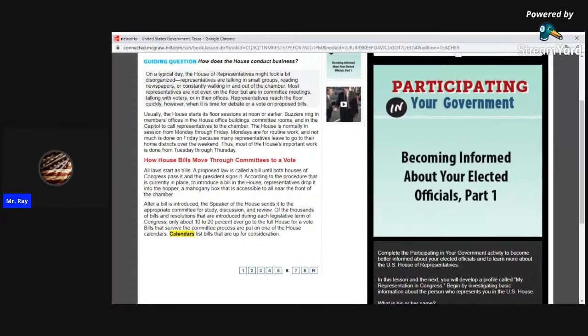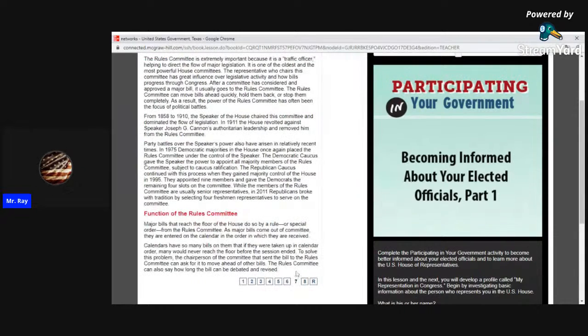They're going to say, is this a good bill? Is this a bad bill? Should we consider it or not? There are thousands of bills that get passed to the committee every year, but only 10 to 20% of them actually get to the House for a full vote, okay? And they have calendars set up that say when we're going to have these votes.